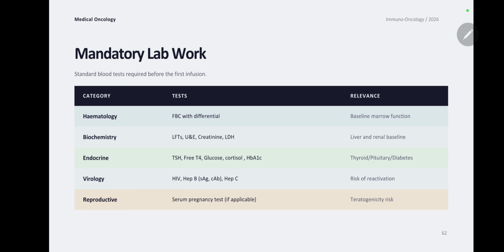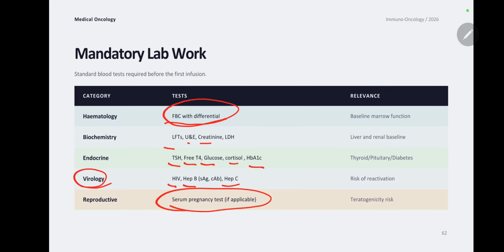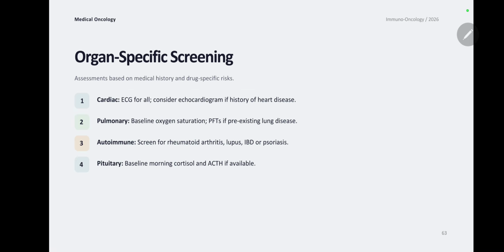Okay, so the mandatory lab work before that therapy. One is hematological, that is full blood count and differential count. Biochemical: LFT, RFT, urea, creatinine, LDH and all that. Endocrine: TSH, free T4, glucose, cortisol and HbA1c. Virology: HIV, hepatitis B core antibody, hepatitis C. Reproductive: serum pregnancy test. Okay.